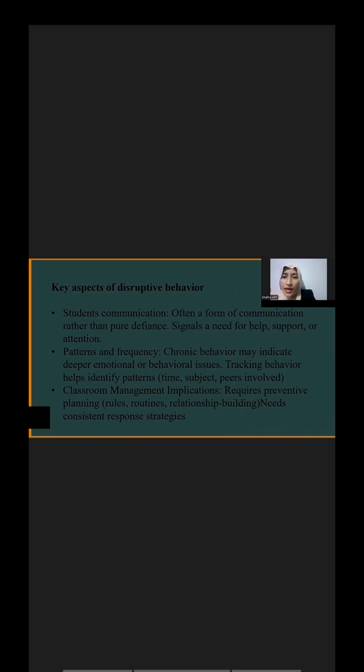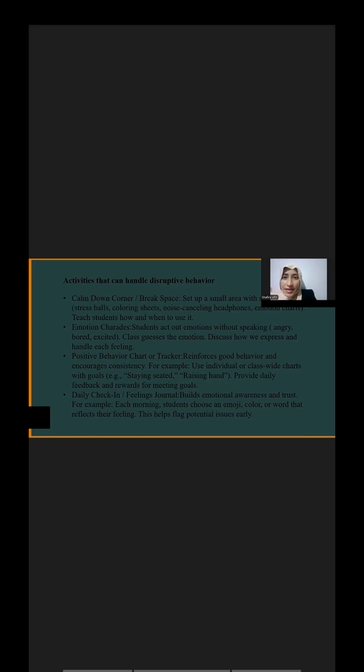Third, classroom management application requires preventive planning, rules, routines, relationship building, and consistent response strategies. And various activities that can handle disruptive behavior. There are four of them. First, calm down corner or break space. Set up a small area with sensory tools.